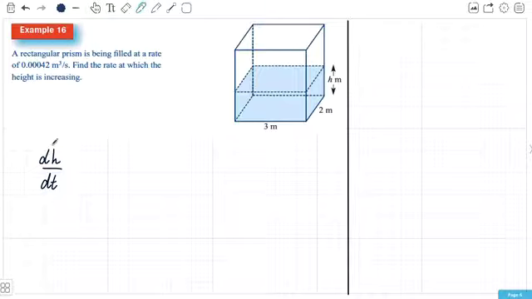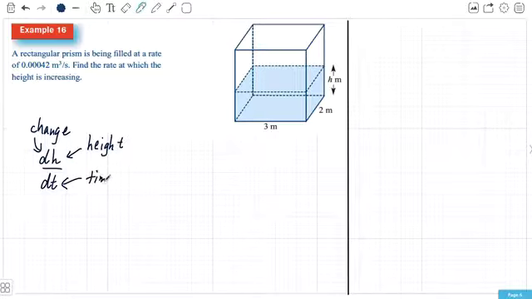Now the way that we write that, we use the d to represent change, and we use variables to represent the different things we're looking at. So for example, here I might be looking at height and time. We also have to think about the units that we're using as well.